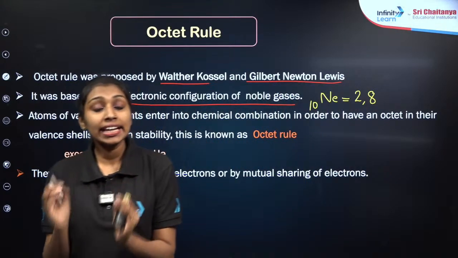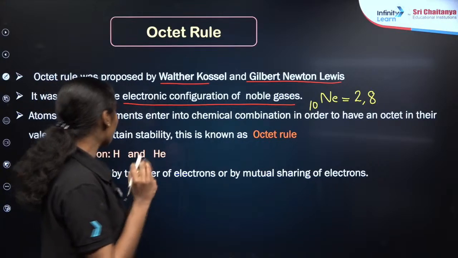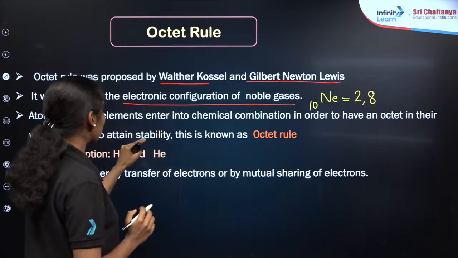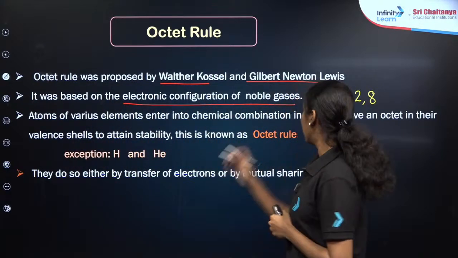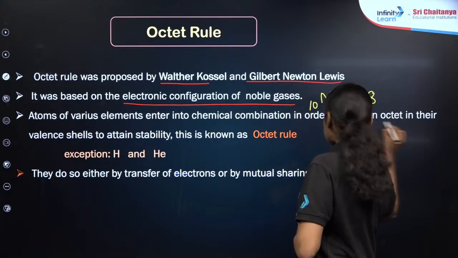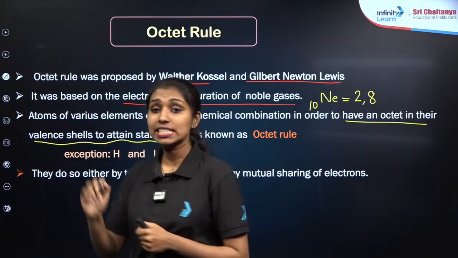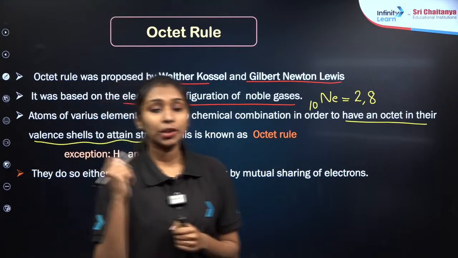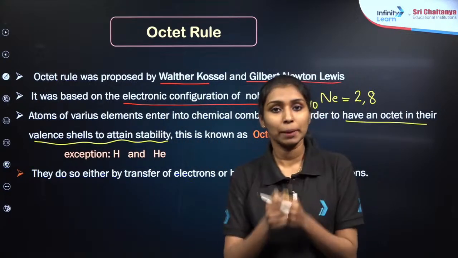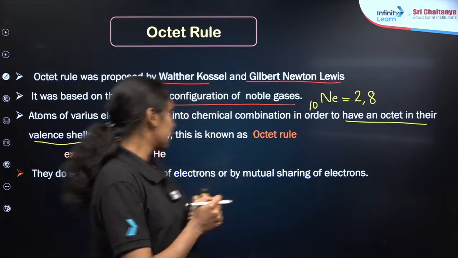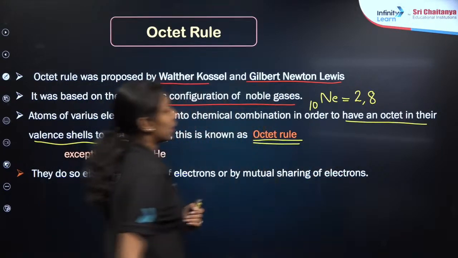Now, what is the exact definition of the octet rule? It says that the atoms of various elements enter into chemical combination, forming chemical bonds, in order to have an octet in their valence shell to attain stability. What is the major concept of the octet rule? In order to attain stability, or to have the octet electronic configuration, they will form chemical bonds, right? This is known as the octet rule. Clear?